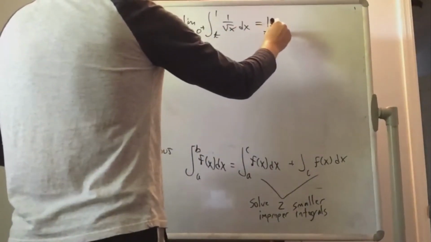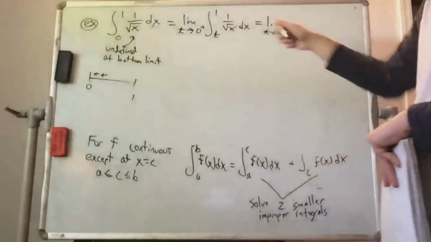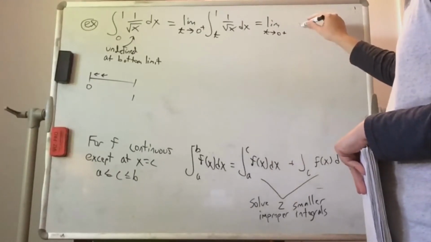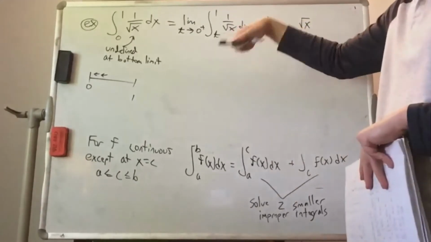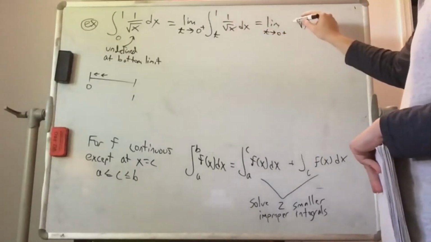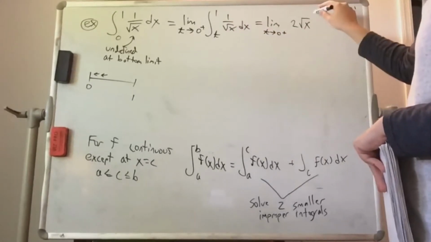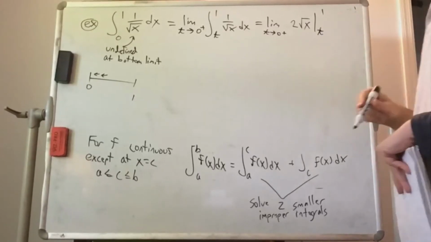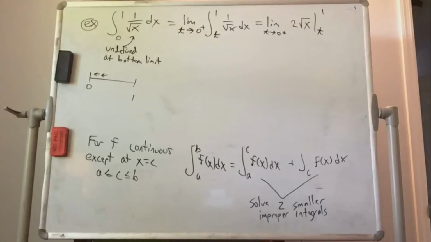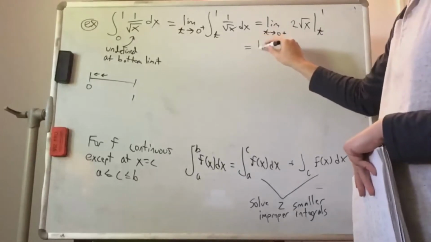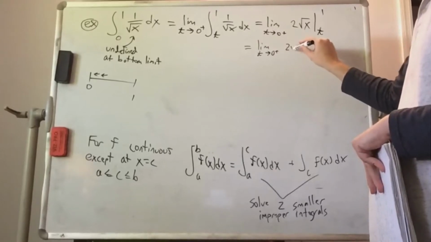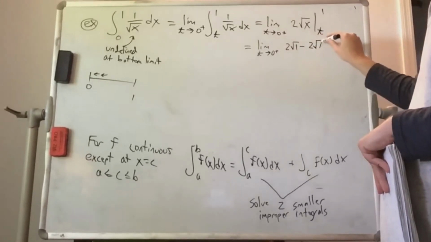Rewrite the limit though. It's just x to the negative 1/2, so power gets increased by 1, so root x. Divide by the new power of 1/2, so division by 1/2 is 2. And we get 2 root x evaluated from t to 1. Then we can plug it in. So 2 root 1 minus 2 root t.